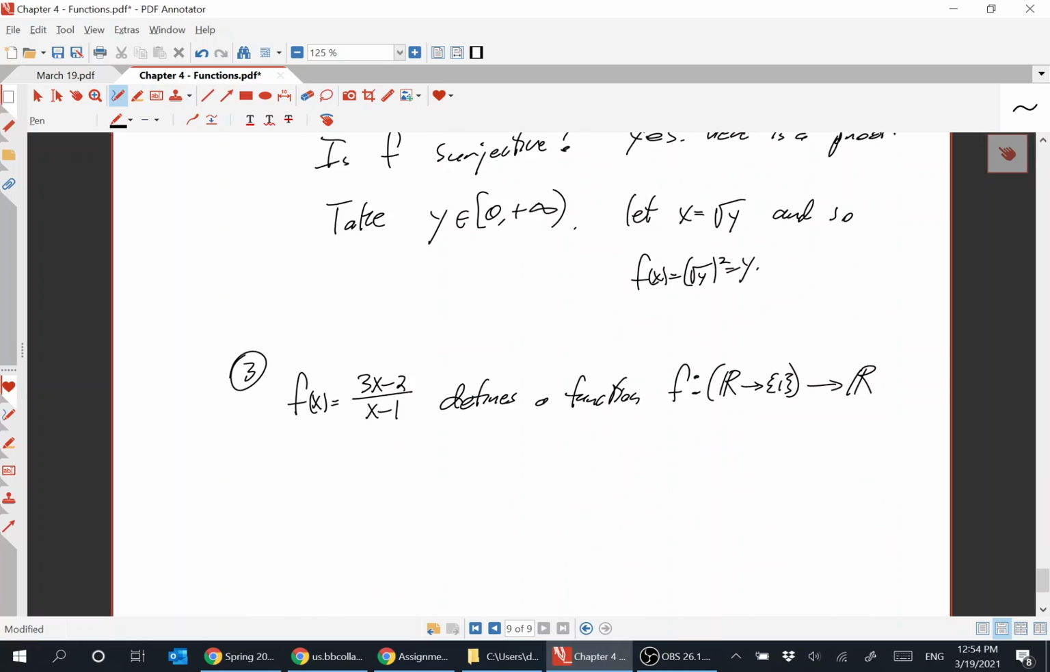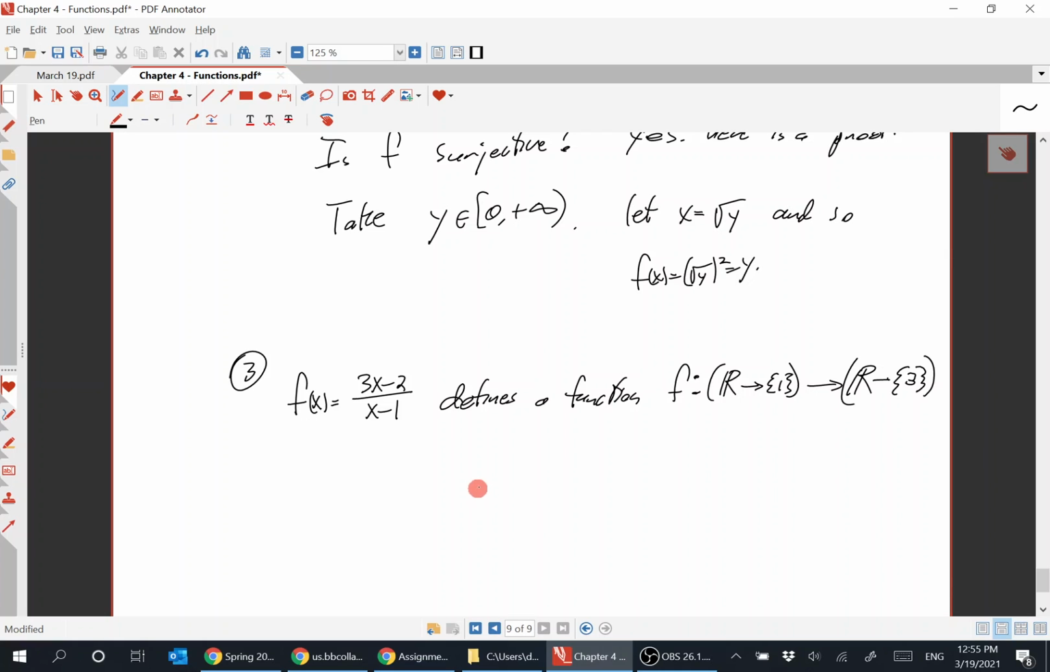So here's something a little more interesting algebraically. Here's an algebraically defined function: f(x) equals (3x minus 2) over (x minus 1). Such a function is actually called a Moebius function.